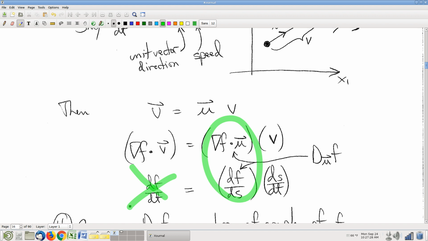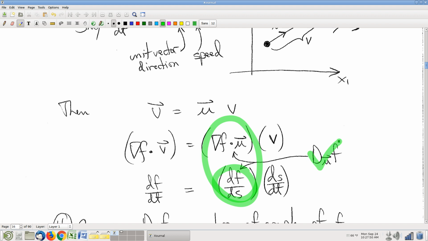Again, another road versus road trip kind of situation, right? Something intrinsic to the road is how steep is the road. And that's independent of how you drive on it. Right? So this is a very natural thing to want to talk about. What is df ds, and the directional derivative totally computes it.